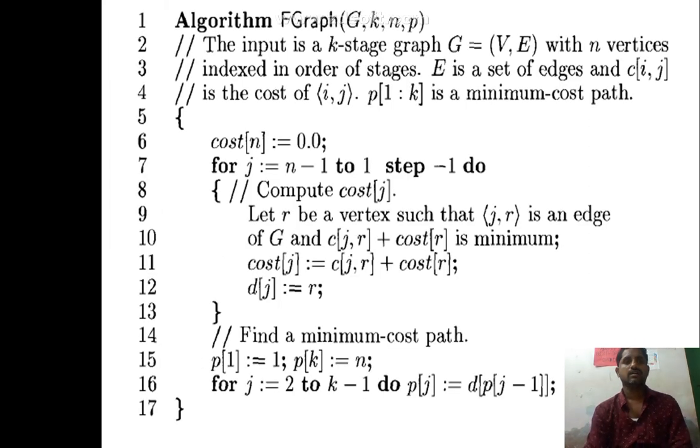See, the forward graph algorithm takes G, k, n, p. If cost of n equal to 0, then for i from n minus 1 to 1, step minus 1, let r be a vertex such that (j,r) is an edge in G and c(j,r) plus cost of r is the minimum. Then the minimum cost is cost of 1 and p of k. Then for j equal to 2 to k minus 1, p of j equal to d of p of j minus 1. Okay.